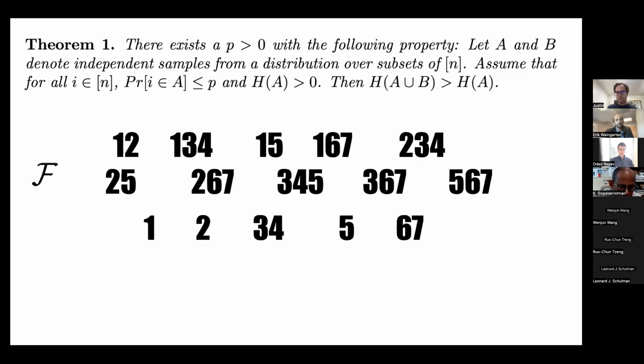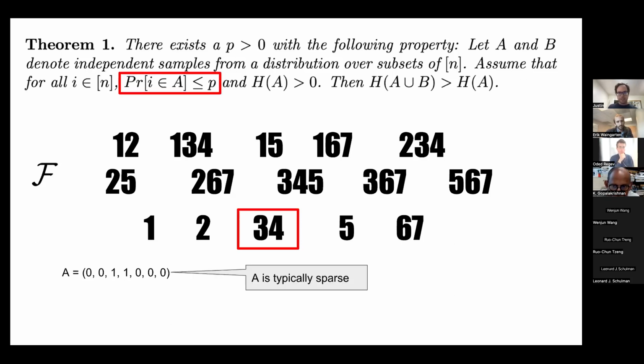Okay, so just to give an example, here's some family F. It's somewhat sparse, and we're going to associate sets in this family with binary strings in the usual way. So if the element i is in my set, then I'll write a 1, otherwise I'll write a 0. And the assumption is that this binary string is sparse, meaning the probability of a 1 in any position is small.